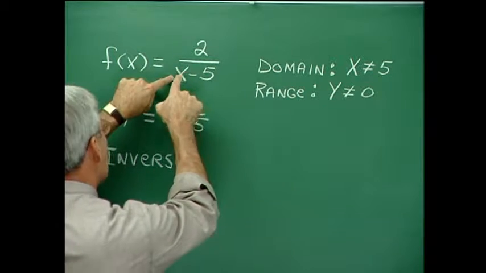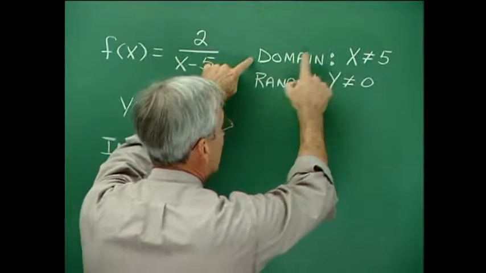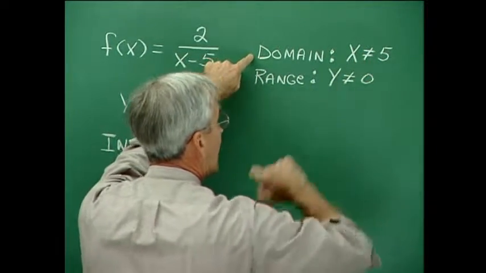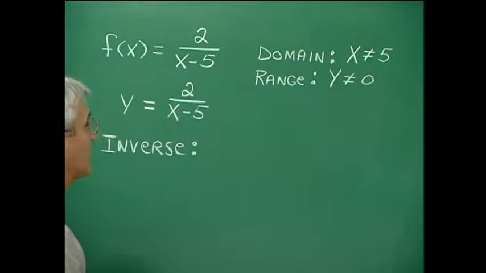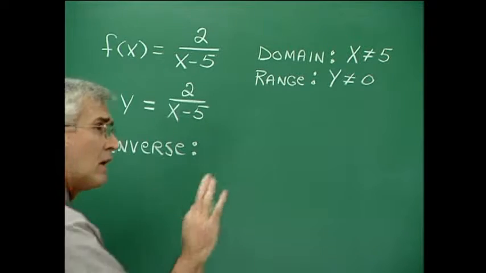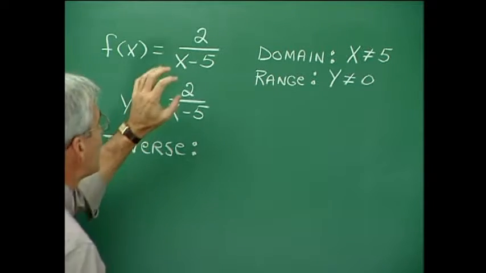The denominator becomes 0 when x is 5, so the domain would be all real numbers except 5. X is not equal to 5. Now the range is a little more elusive, and we haven't concentrated a great deal on identifying range, but let me just tell you this, that the range would be all real numbers.